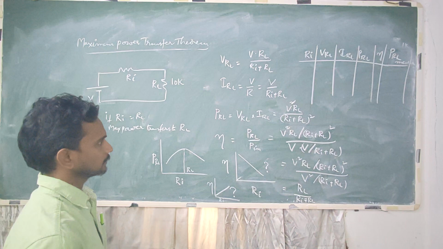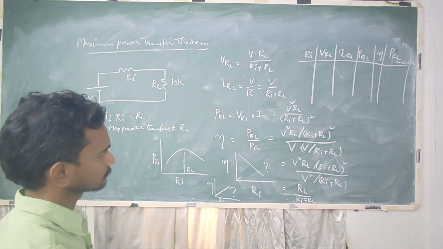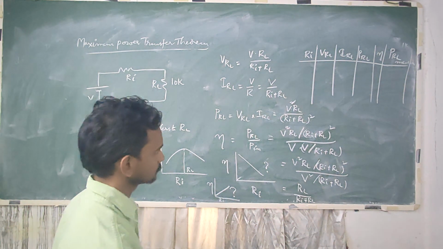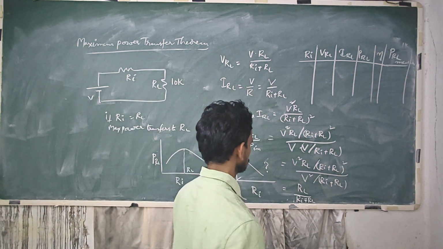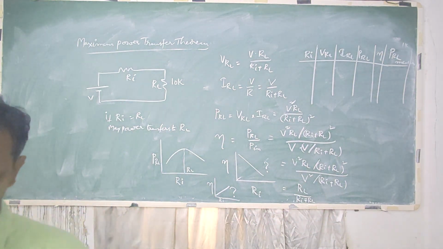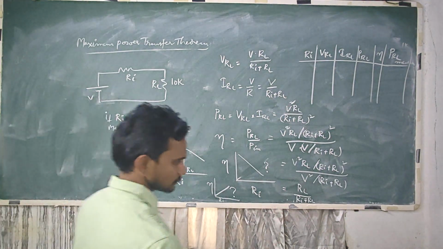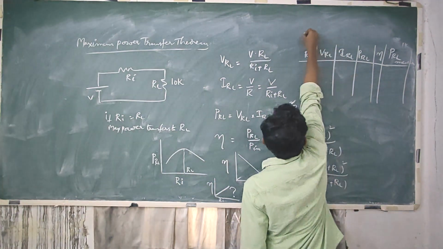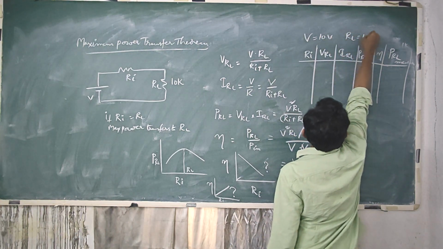Power reached by power here. Here V is 10, R is 10.